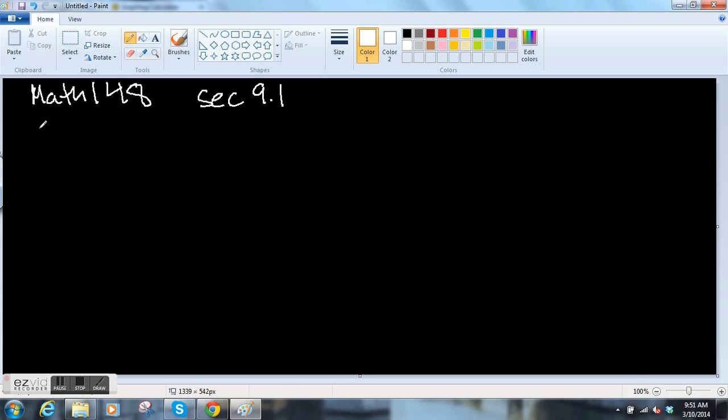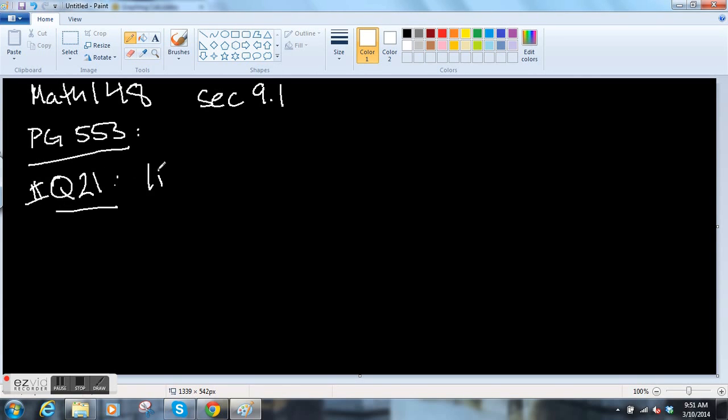So I'm looking at your homework, and this is on page 553, limits. I woke up and said, let's do some limits this morning. This is question number 21. I just kind of skipped ahead to 21. Let's find the limit as x goes to 3 of x squared minus 9, all divided by x minus 3.